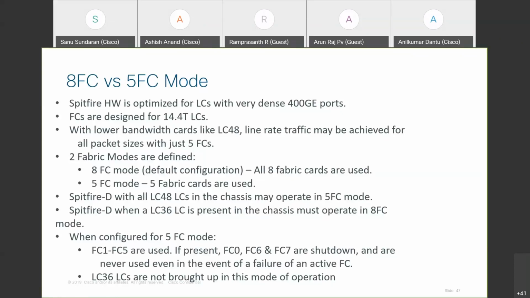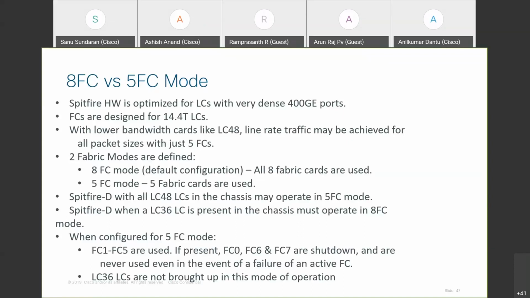By default, as I mentioned, your chassis would be running in 8 fabric card mode. If you change it to 5 fabric card mode, at a given time only 5 fabric cards will be active. That is FC1 till FC5 will be active, where FC0, FC6 and 7 will be shut down. So that is how you change from 8 fabric card mode to 5 fabric card mode. And this 5 fabric card mode is good enough to handle the traffic from the 48 into 100 gig cards. But in case you install a 36 into 400 gig card in a 5 fabric card mode chassis, then the card will not boot up and you will get an error message in the log.